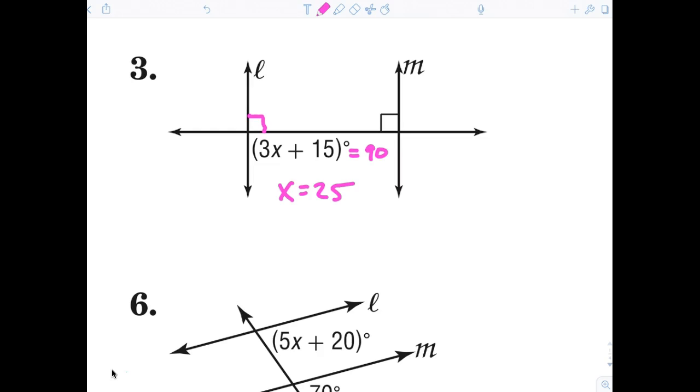Why is 30 minus 15? No, I didn't say 30 minus 15. I said if I divide everything through by 3, I get x plus 5. Yeah. Thank you. All right?